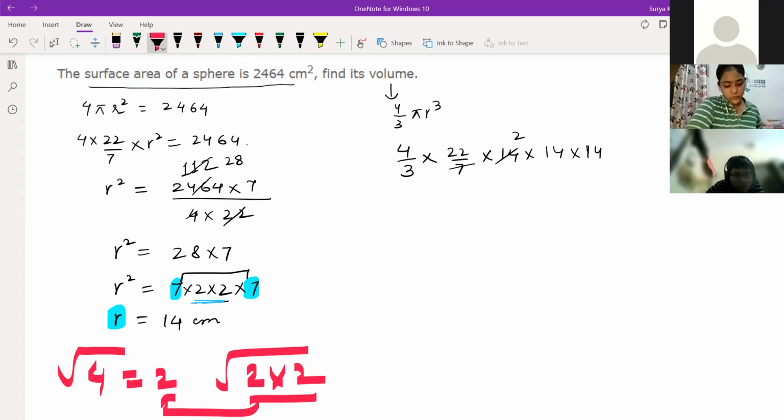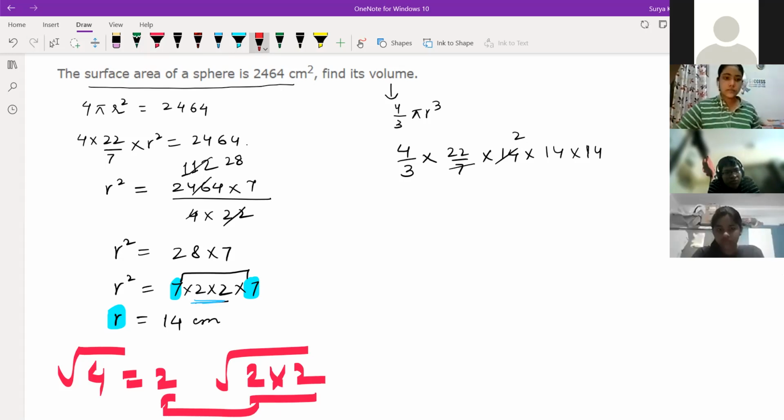So now we just solve here. So 7 2s are 14, then anything, you can't cancel this. You can't cancel, right? No, sir. So answer is coming 11498.67, right? You are getting the same answer? Yes, sir.